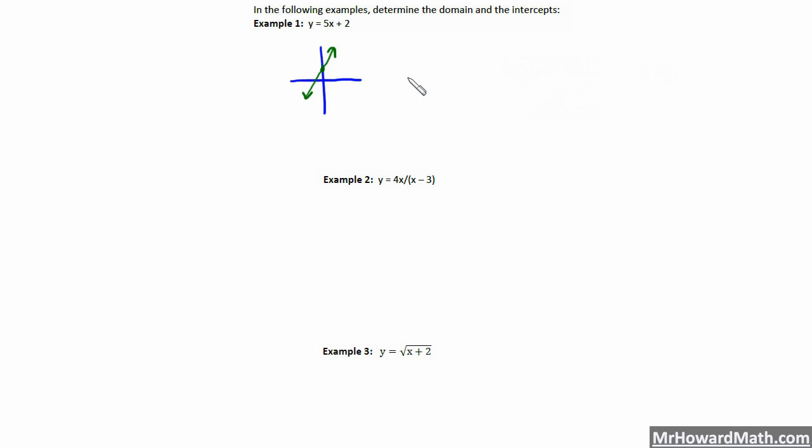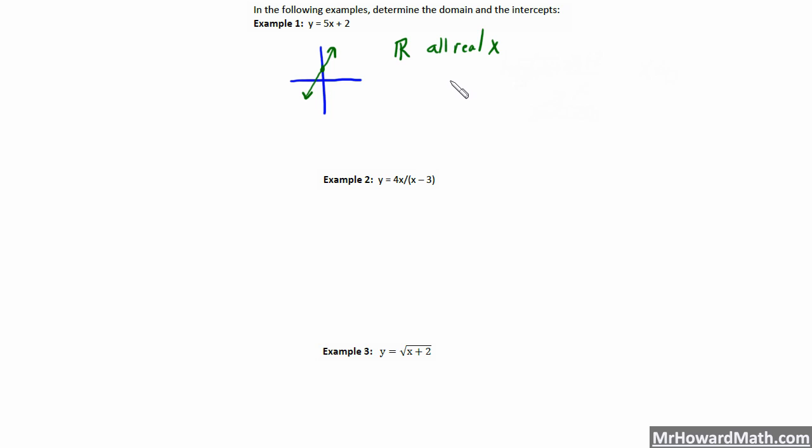So the domain here, notice, of course, we're going forever in the positive x direction and forever this way in the negative x direction. So our domain is really all real numbers, so big R, or we could say all real x. Okay, either way. Either this or this is fine as far as the domain.